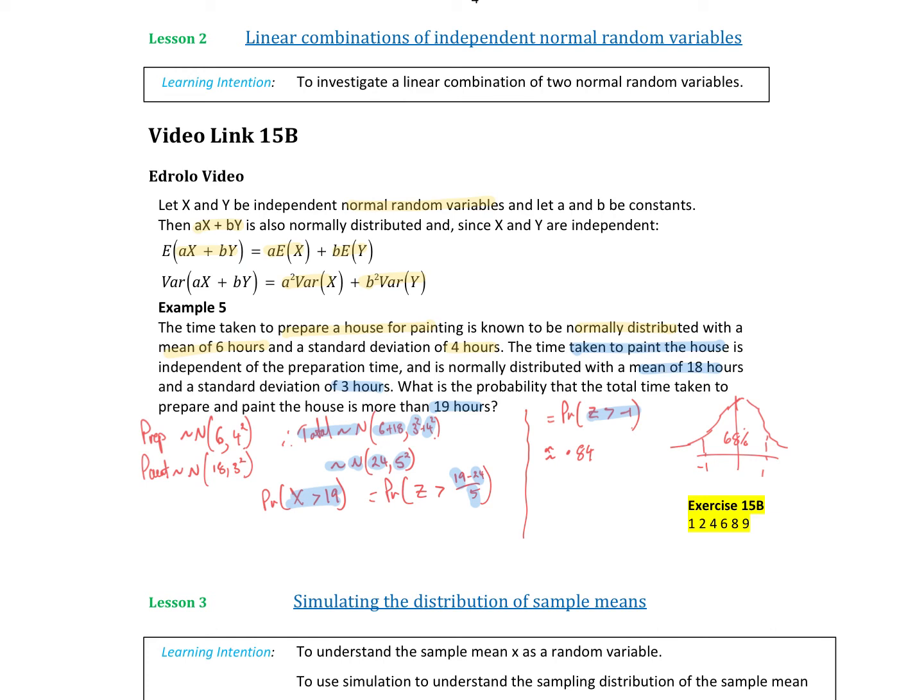If we wanted to use our CAS to get an exact answer, we go normal C to F. I want from -1 to infinity, and that's a 0, 1 distribution, isn't it? Since I've got the standard values. Or I could have done normal C to F of what I want. I want to go greater than 19, so 19 to infinity, a mean of 24 and a standard deviation of 5. They'll both give me the same answer. All right.